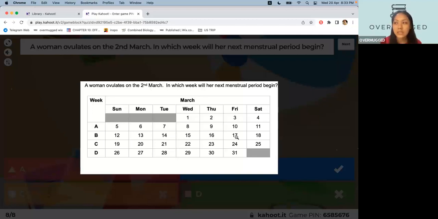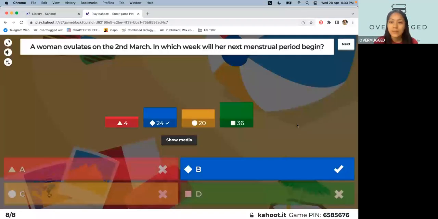So here I think the learning point is that if they give you this kind of question, it's more like identifying which day it is. Ovulation is day 14, so you just count. So here the answer is the start is 17 March, so B.